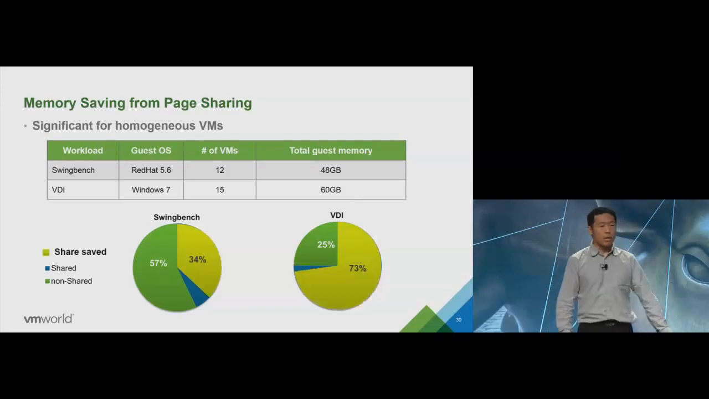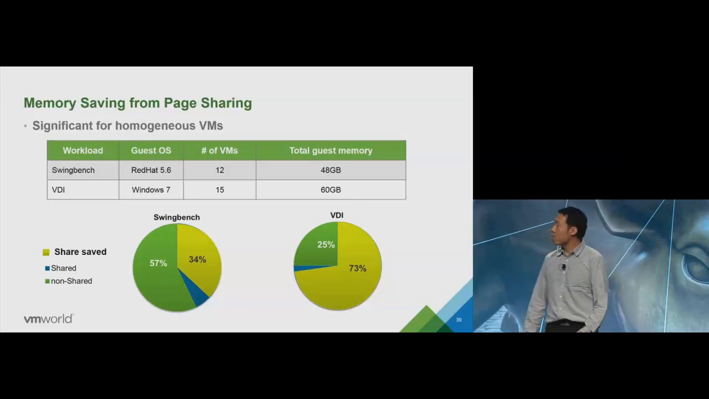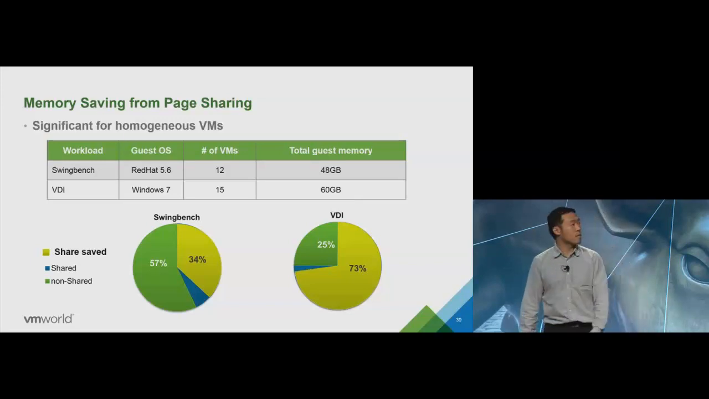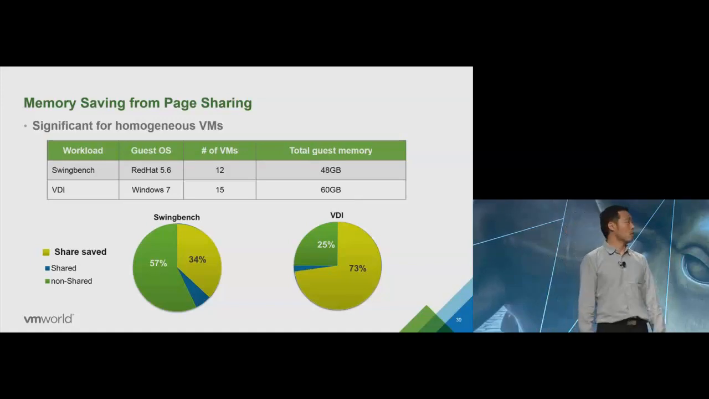And in terms of savings, about 34% of memory for Swingbench and 73% of memory for the VDI workload can be saved from page sharing. So the sharing can be quite significant.